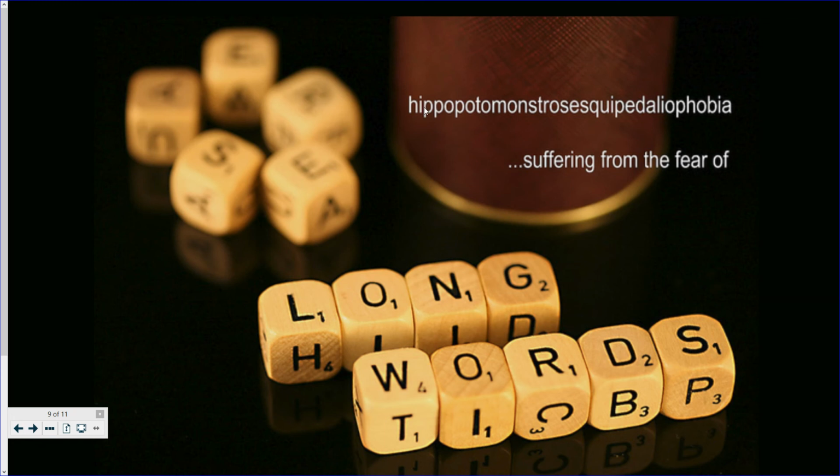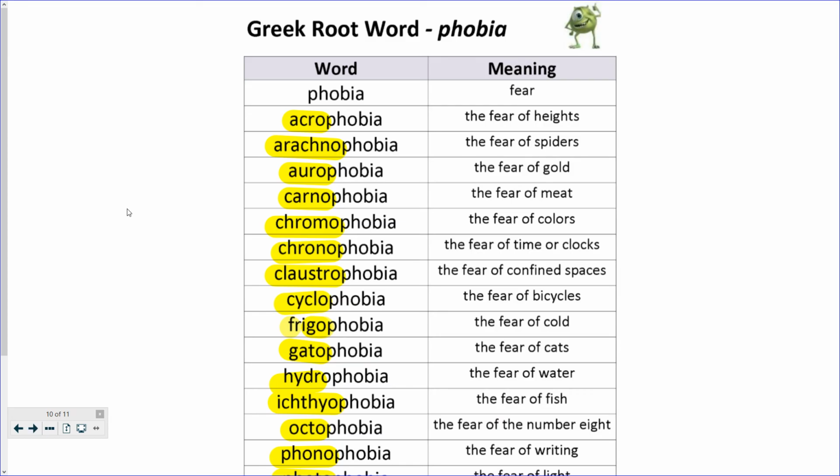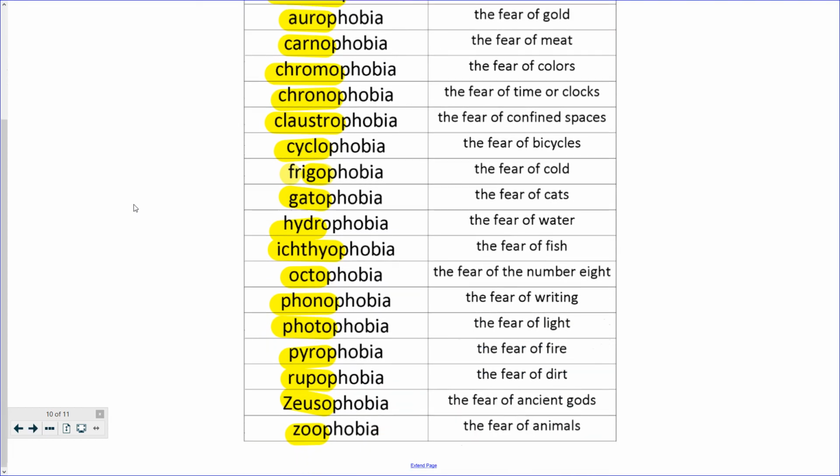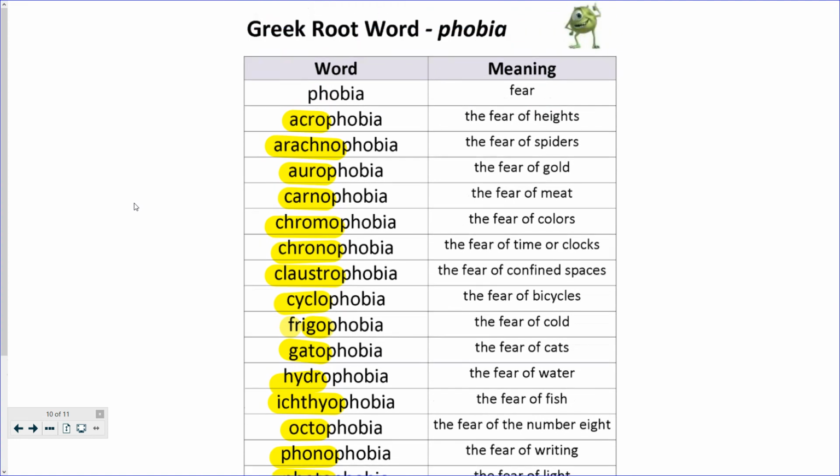If you break it apart: hippo, poto, monstro, so you can see all those big words, sesquipedaliophobia. The ones you're going to be really responsible for this week are knowing these. Phobia just means a great fear of.